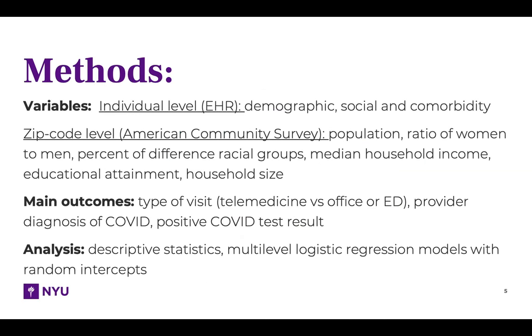For measures, we collect two levels of variables. The first, individual level variables, is collected from patient EHRs: demographic, social, and comorbidities. And for zip code levels, collected from the public data source, the American Community Survey, that's including the zip code level population, ratio of women to men, percentage of different racial groups, median household income, education attainment, and household size. That's an indicator of crowding. And of the main outcomes, we have three: type of visit, if they accessed through telemedicine or other types, and if they were provided a diagnosis of COVID or had a positive COVID test result.